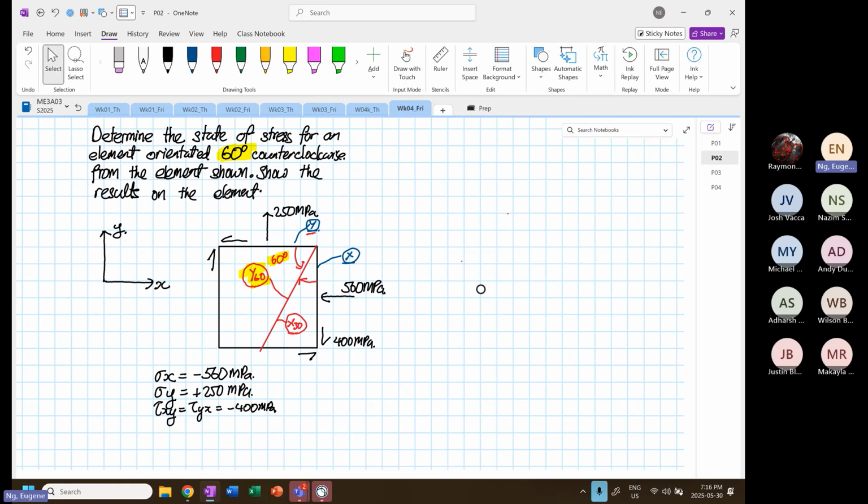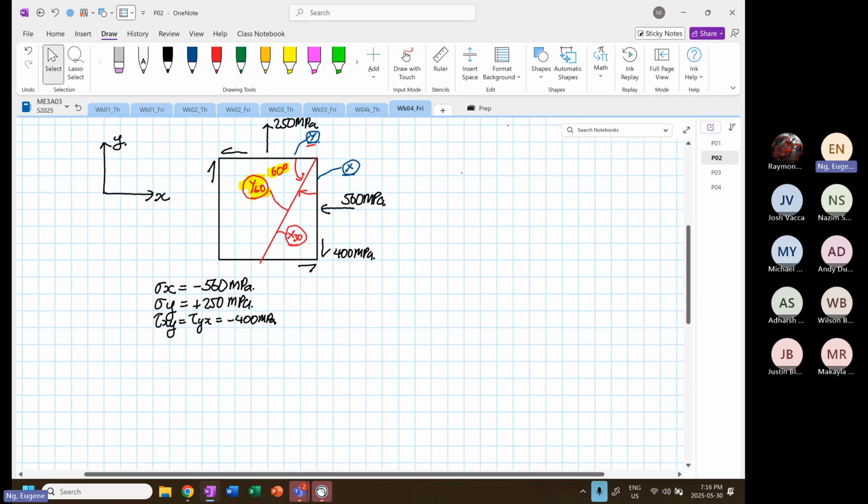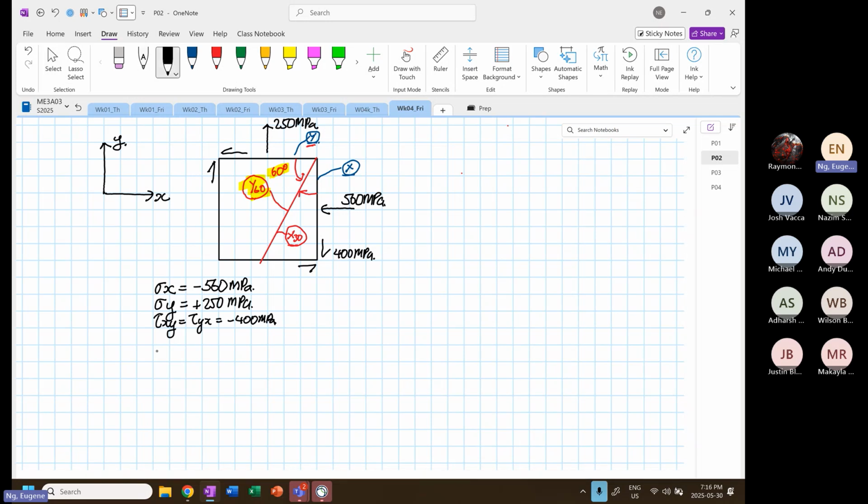Okay, so now we are going to do that now. From here, immediately, like what I told you, once you have these values, the most logical, or the first thing to immediately calculate is the center of the circle. So center of the circle is our stress average.